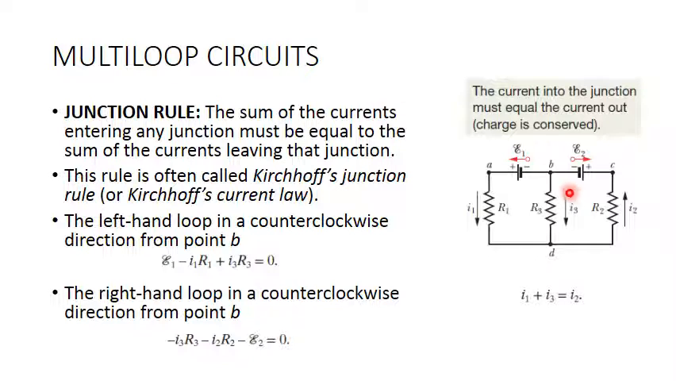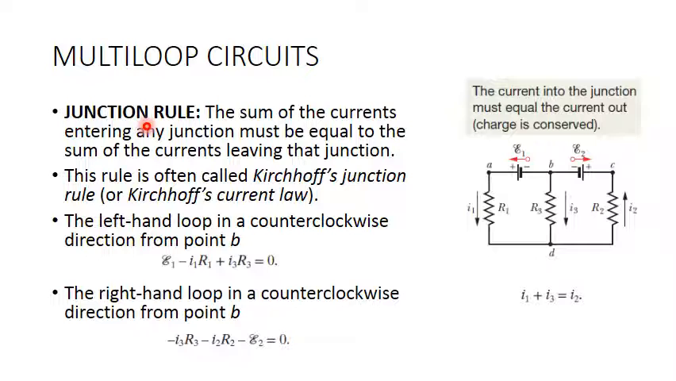The question now is, what will be the situation if we have multi-loops? We have different loops connected to each other. If we have different loops connected to each other, there will be a junction between the loops. So, for example, we have the first loop connecting R1, R3, and E1, and a second loop connecting R3, R2, and E2, and the first loop is connected to the second loop through two junctions, the point B and the point D.